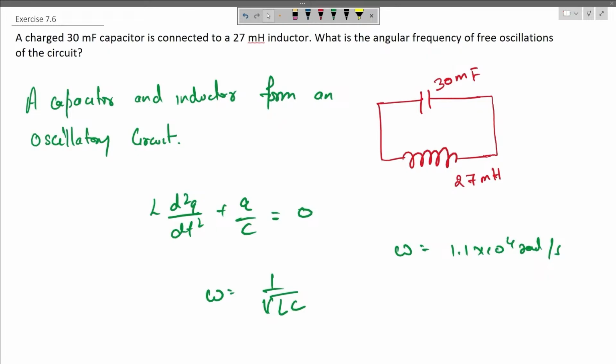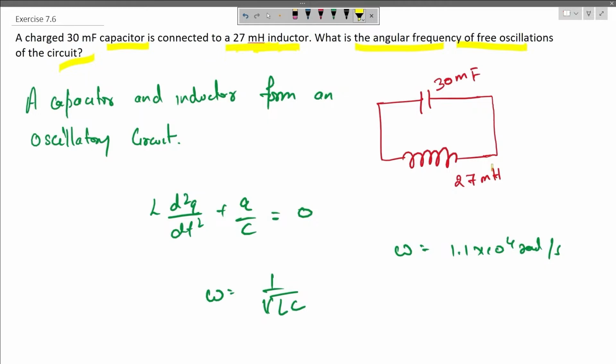The question says that a charged 30 microfarad capacitor is connected to a 27 microhenry inductor. What is the angular frequency of free oscillation of the circuit? Now free oscillations happen when energy exchange between a charged capacitor and an inductor is happening in the circuit. This only happens in a purely reactive circuit. A capacitor and an inductor form an oscillatory circuit with energy exchange between the electric and magnetic fields.